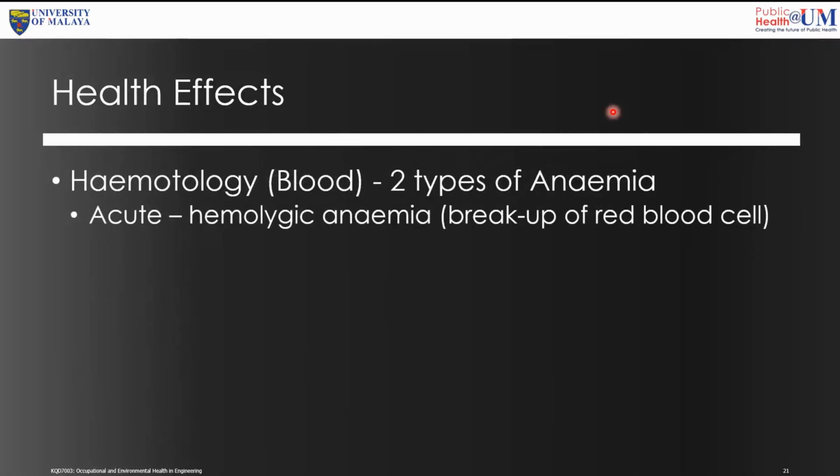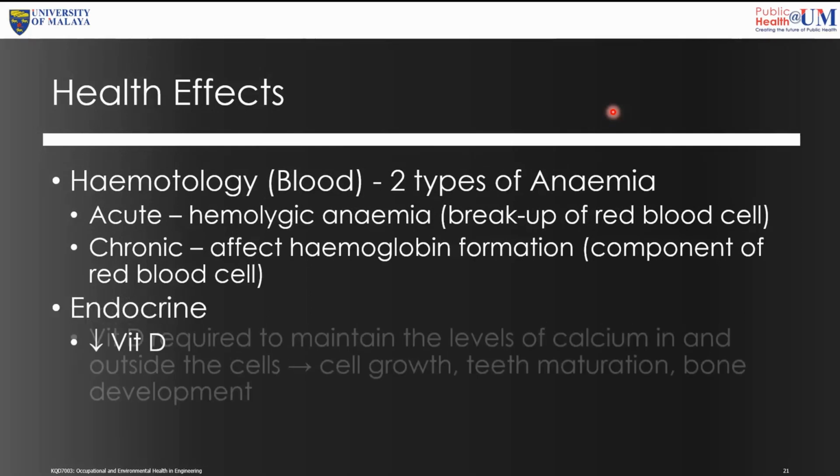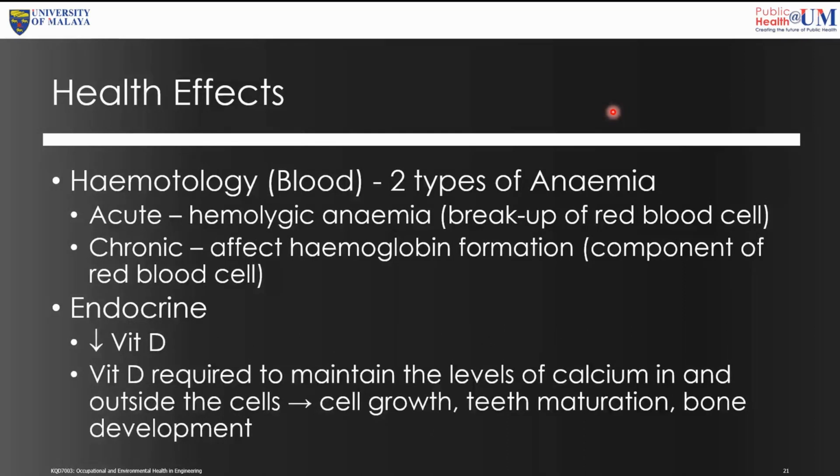So the second health effect is on the hematological system, or blood. It causes anemia. Anemia is a decrease in the red blood cells. It can cause two types of anemia, acute or chronic. Acute is hemolytic anemia. Hemolytic anemia means that the red blood cells break down more easily, so you get hemolysis.